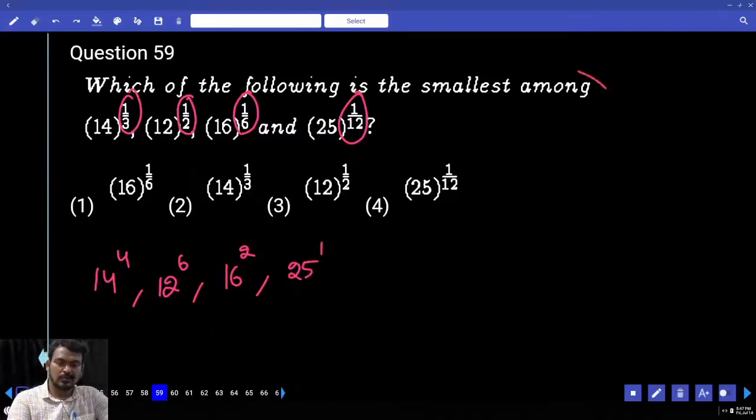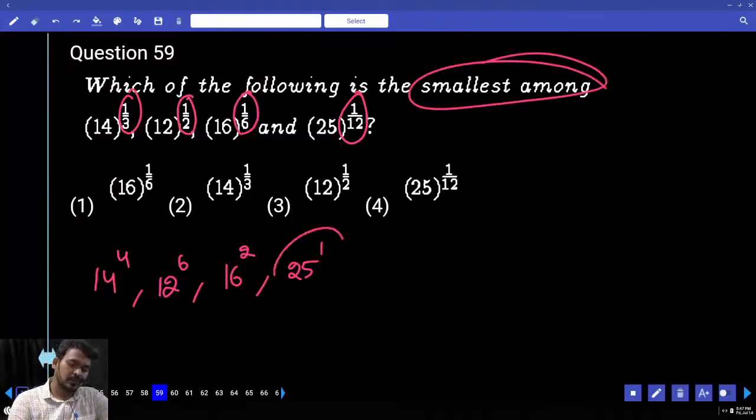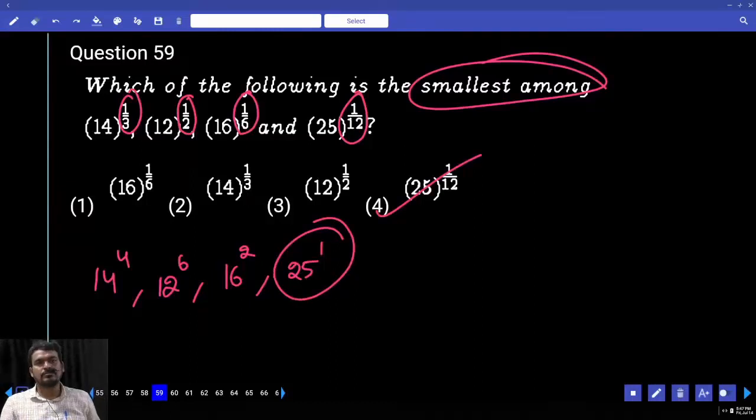What is the question here? Smallest one or largest one? Smallest one. Which one is the smallest? 25. What is the answer? Fourth option.